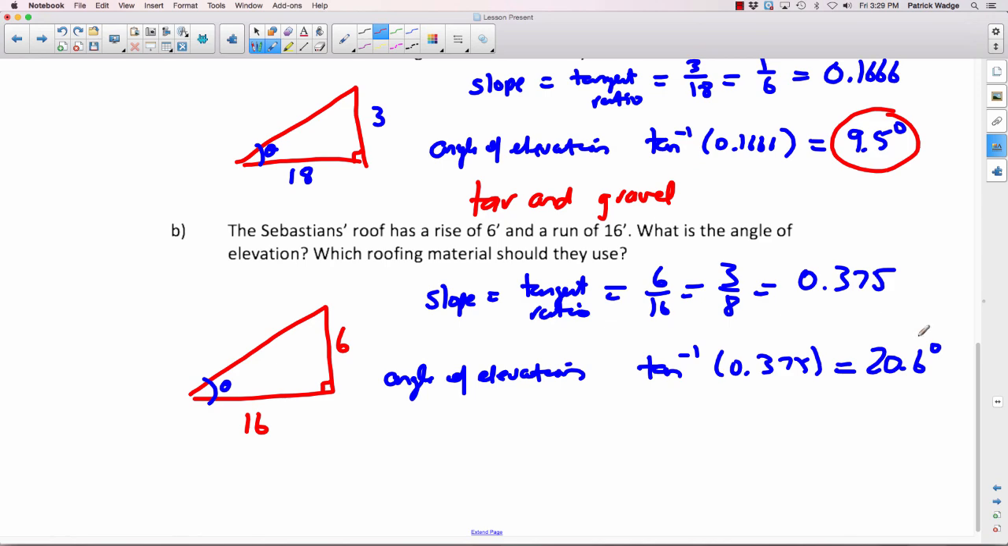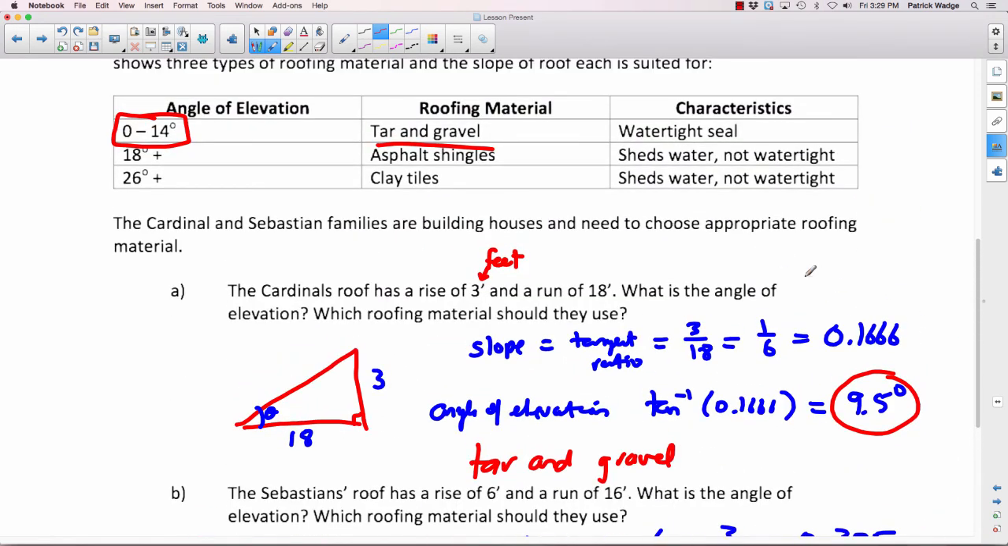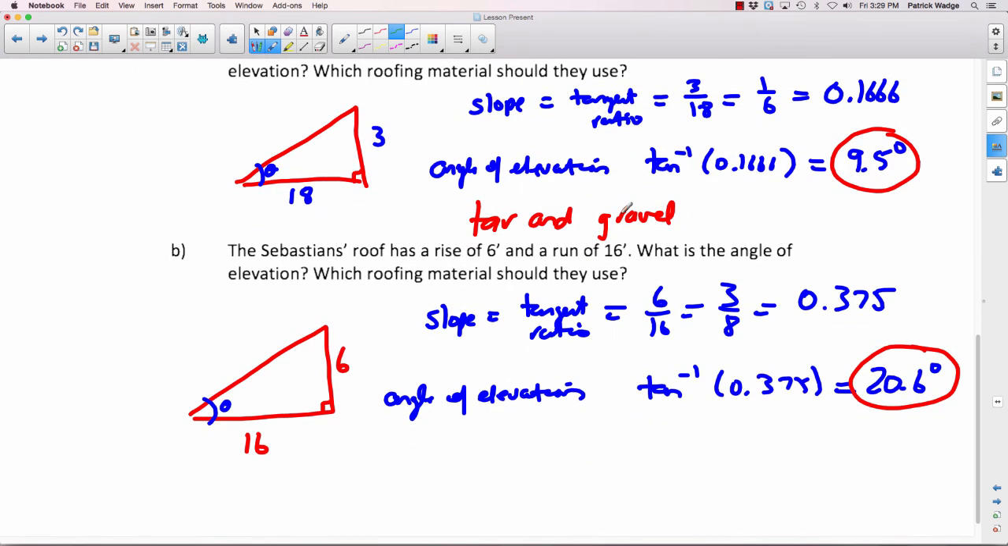Good job. Last thing, if it's 20.6 degrees, where does it fall into? Well, it's too steep for the first one. It's not steep enough for the last one. It has to be more than 26, but it's perfectly right in here, right? Between 18 and 26, yeah, ours is 20.6. So we should be using asphalt shingles. Asphalt. Such a hard word to say. Asphalt shingles. So we'll write that down, and we are done this video.